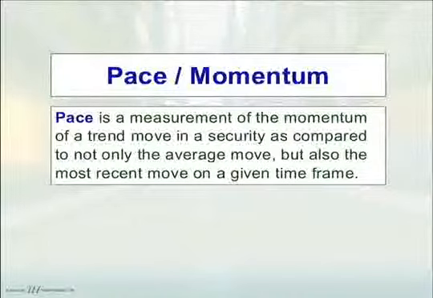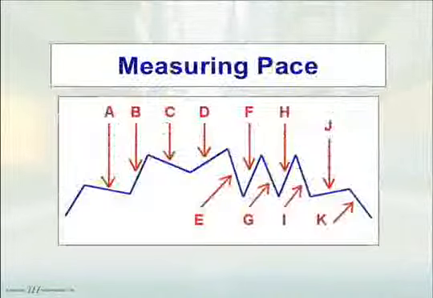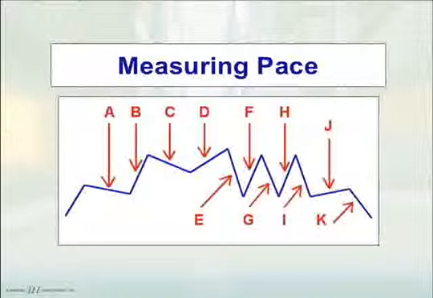One of the things that you can look at when you're looking at price action is the pace of current moves within a security. And pace is very simply just the measurement of momentum of not only the trend in the security as compared to basically previous price action, but also the most recent move on a given time frame. So you're looking at not only previous action, but also what's going on right now. Here's just an example of a template that shows pace action.